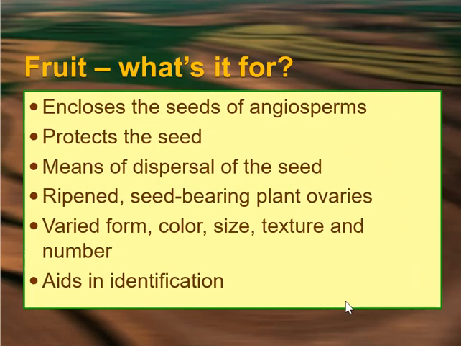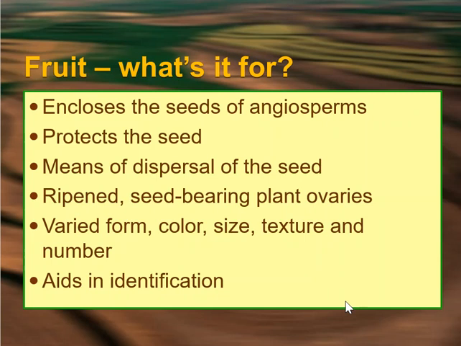Okay, so fruit. What is the fruit? Fruit encloses the seed of angiosperms, so it really protects the seed. It aids in the dispersal of the seed. So it's the ripened seed-bearing plant ovaries. So when you eat fruit, like the apple, you still have the seed inside there. Well, the part that you eat, the apple itself, is what's protecting the seed. So that's the ovary, the ripened seed-bearing plant ovaries around the seed.